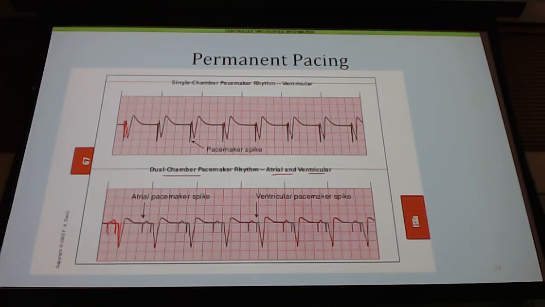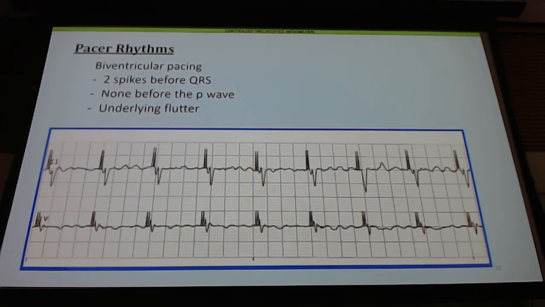You might see those pacer spikes. Here's another example of it. But this is a biventricular pacing. So this is now those two leads are actually in the left and the right ventricle, to coordinate those two ventricles squeezing.